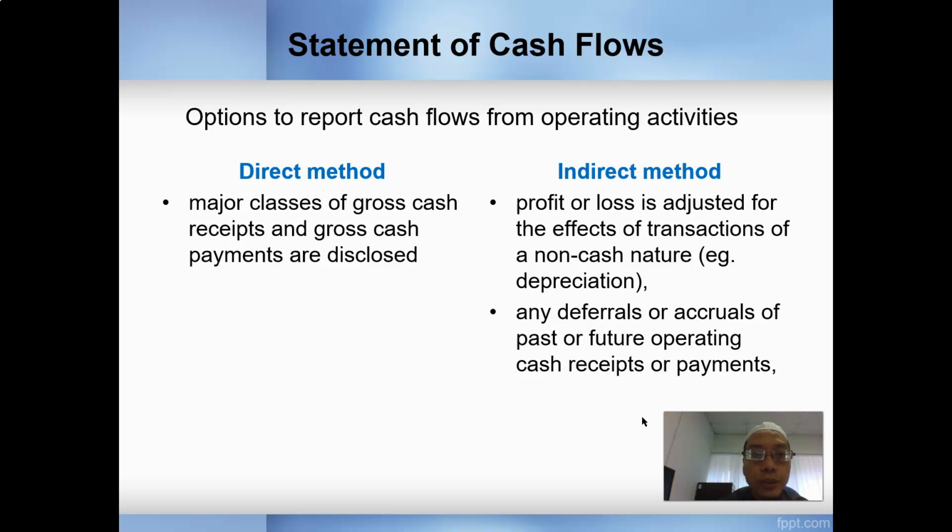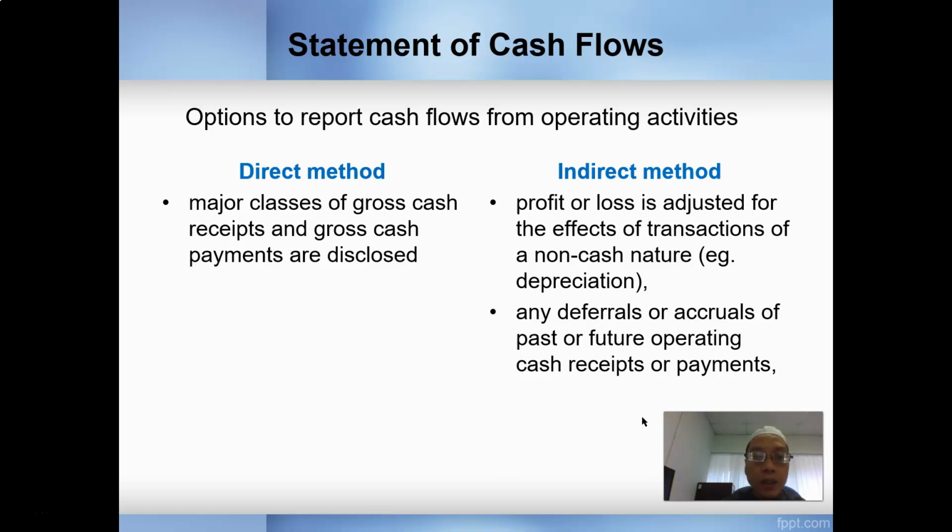There are two ways of reporting cash flow from operating activities inside this statement of cash flows. There's the direct method, and then there is the indirect method. So in the direct method, for operating activities, the statement will show the major classes of gross cash receipts and gross cash payments.